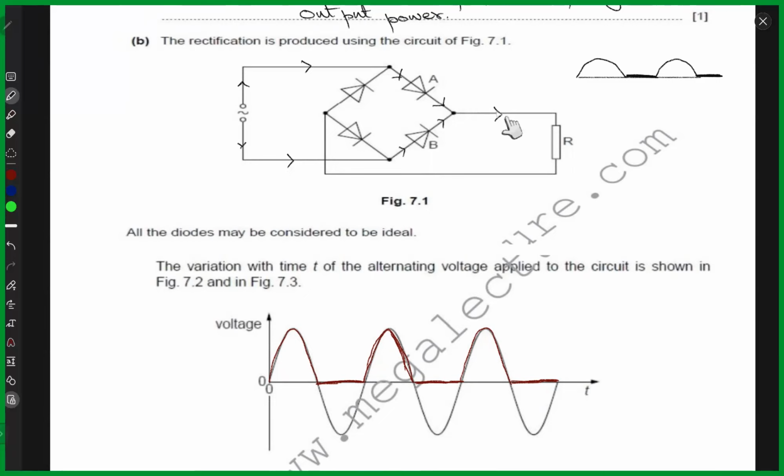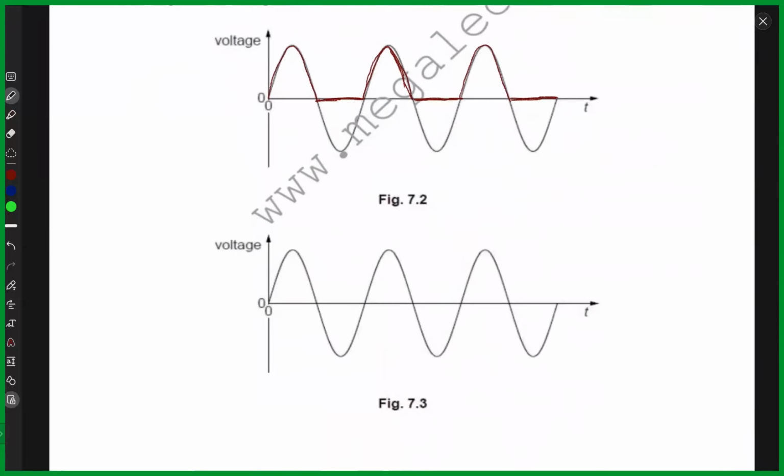It goes through diode B and then goes back to R. So everything is still the same, except for the fact that the current has flipped its direction. So there is still half-wave rectification because it's only passing through one diode. And we know half-wave rectification is achieved when you just use one single diode. So the only difference will be a flip of 180 degrees.